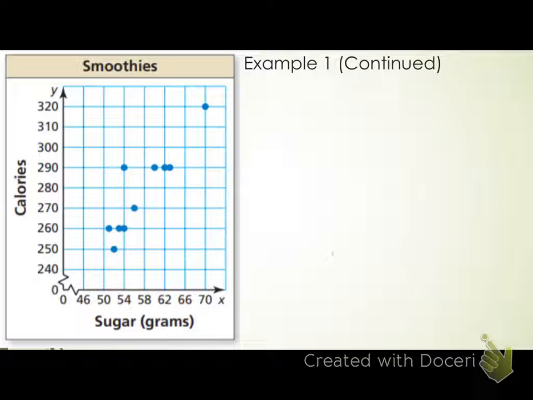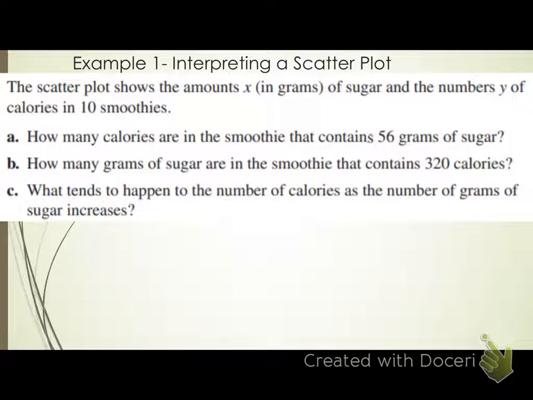That makes sense? So, like I said, each ordered pair, each point on my graph represents one smoothie. And it's corresponding with a certain amount of sugar in grams and a certain amount of calories. So let's look at what it's asking us. Letter A says how many calories are in the smoothie that contains 56 grams of sugar. So what information is it giving me on letter A? The 56 grams of sugar.